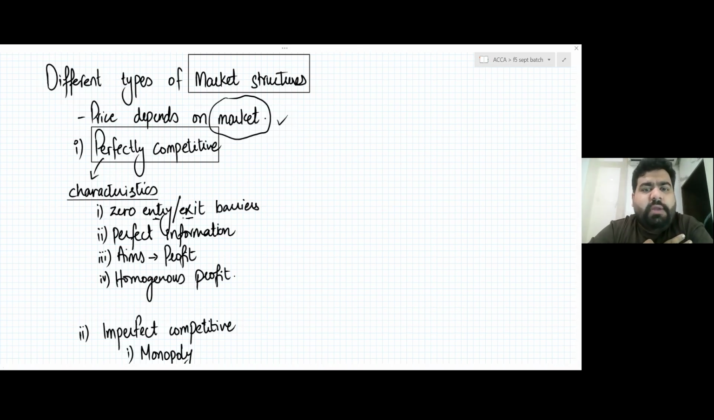For example, I have some money, I can invest in that market, take a shop, sell the phone, sell the mobile, sell the laptops. No one will say why you have started that. Obviously there's no barrier for that. Or if I want to exit the market, I can easily exit the market, there's no issue. If I want to liquidate the company, means I want to end the business, I can easily end the business. There is no barrier in that. This is the first characteristic of a perfectly competitive market.